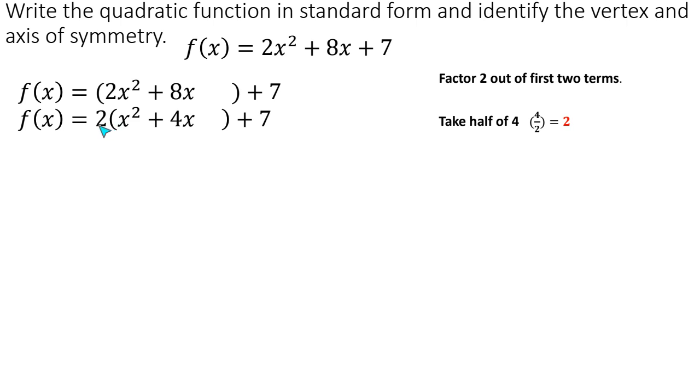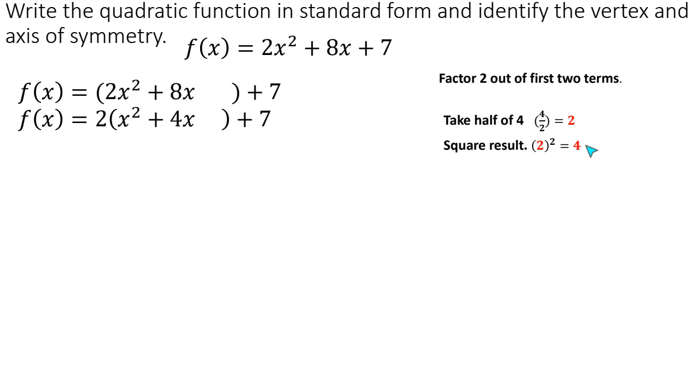And you can check your work. 2 times x squared is 2x squared. 2 times 4 is going to be 8x. Okay. So next, we're going to take half of b. My b here is 4. So half of 4 is going to be 2. And then we're going to square it. So 2 squared is going to be 4.